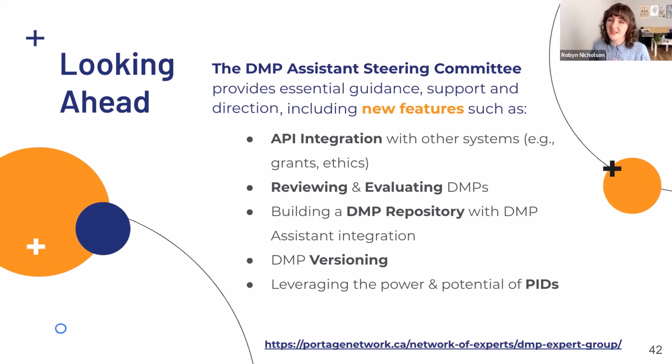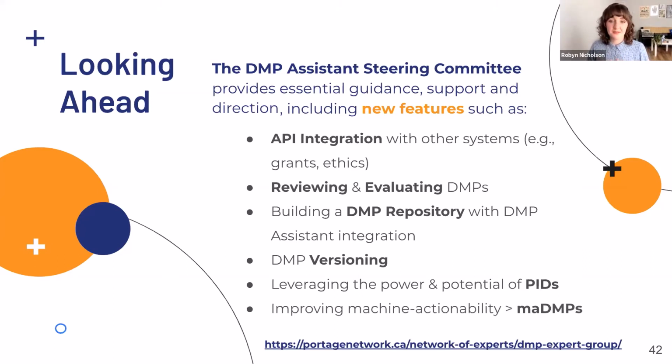The DMP Assistant actually already allows users to add their ORCID IDs to their profiles, but this use of identifiers could be expanded to include things such as RORs, or research organization identifiers, funder identifiers, grant identifiers, and even minted DOIs for the DMPs themselves. There's a lot to discuss here.